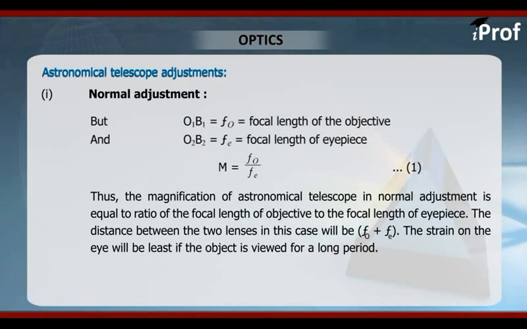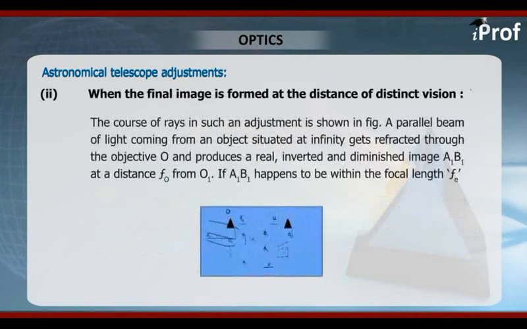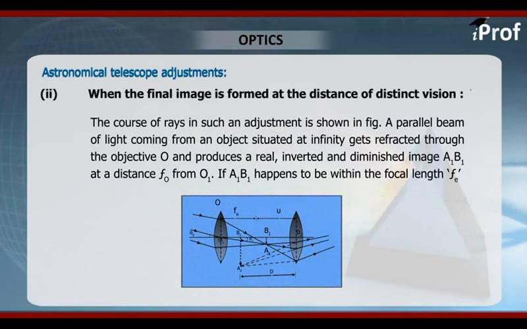The strain on the eye will be least if the object is viewed for a long period. Therefore, in a telescope, normal adjustment is a preferred adjustment. Now there is another adjustment which is employed in a telescope, and it is the situation when the final image is formed at the distance of distinct vision.